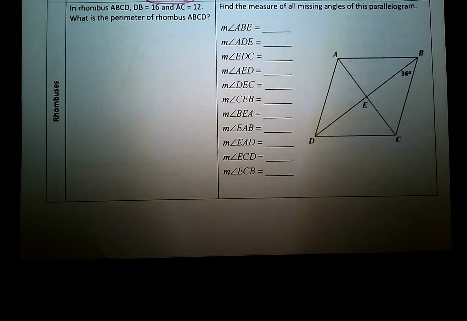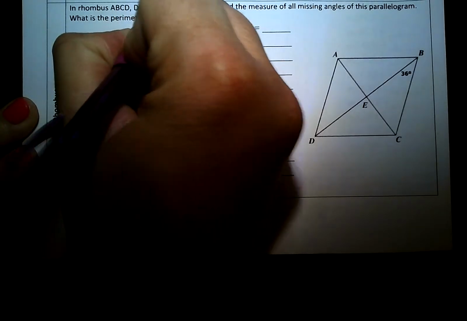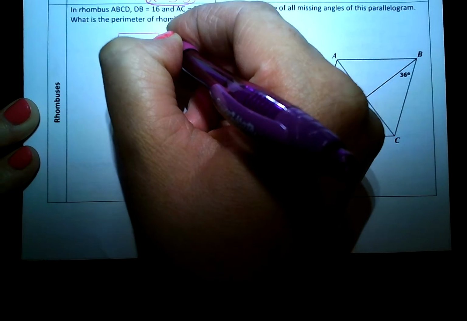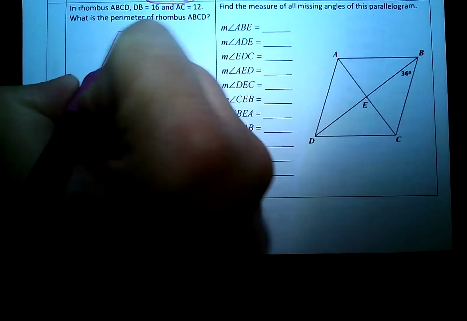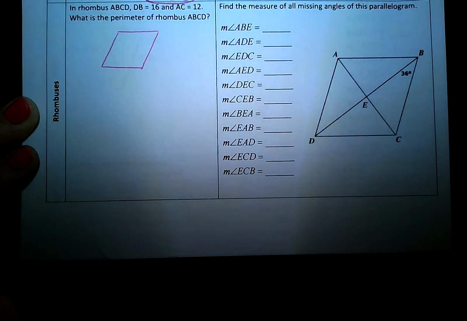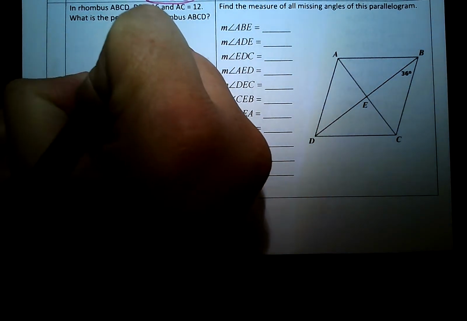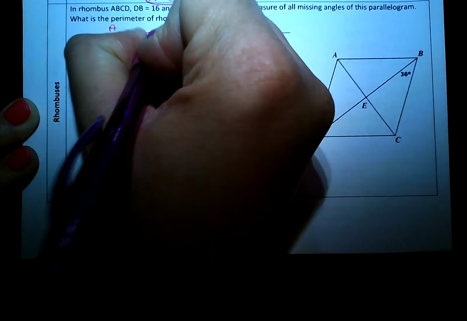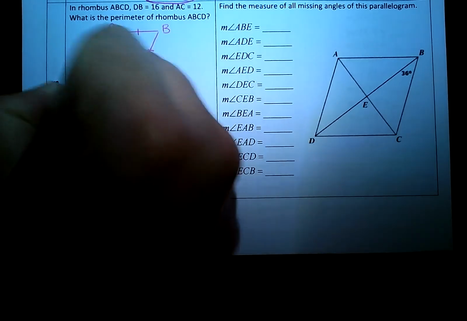This one's really tough to do without a picture, so I'm going to give myself a sketch. Rhombuses are quadrilaterals that are parallelograms where all four sides are congruent. It says to name this rhombus ABCD. A, B, C, D.